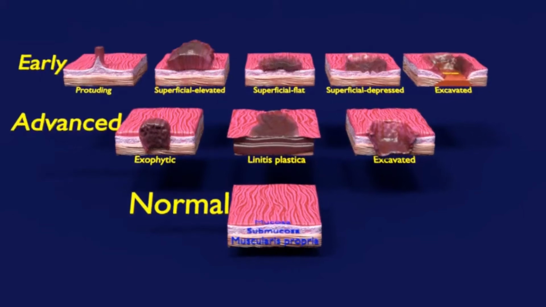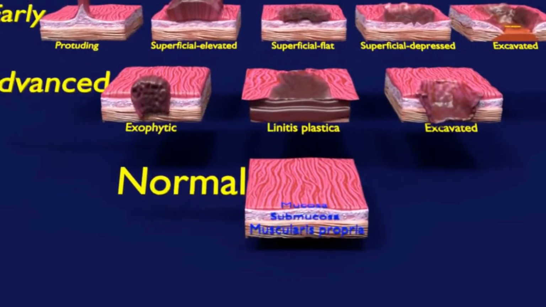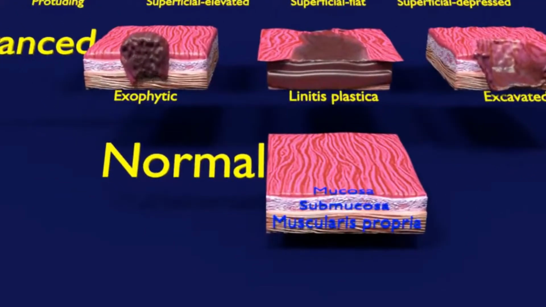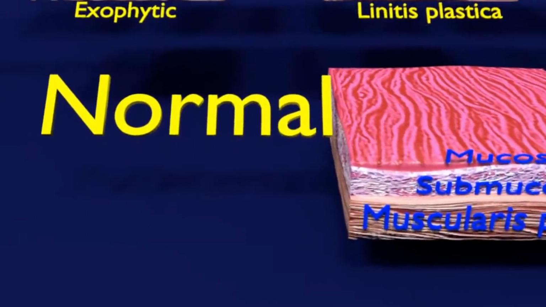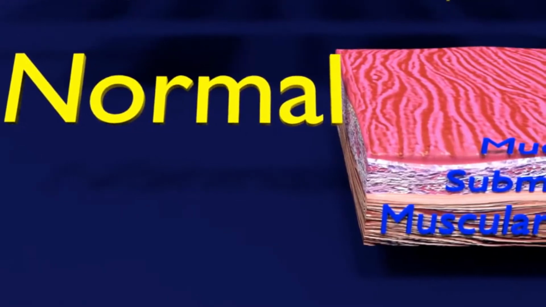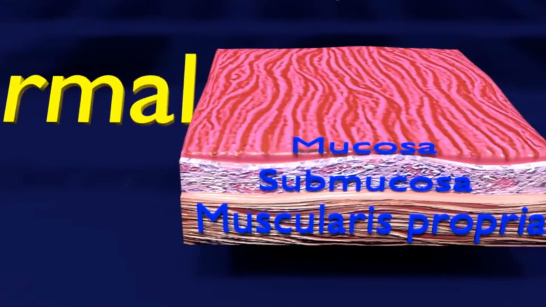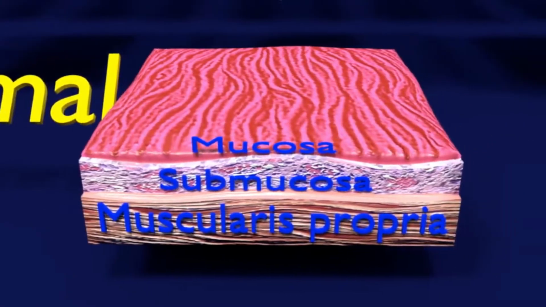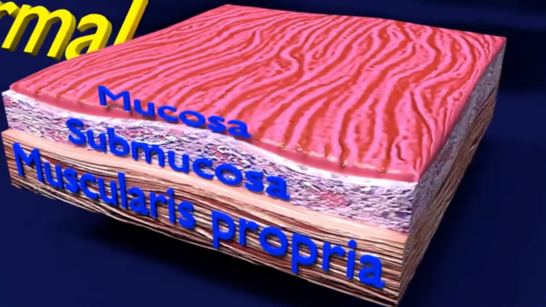Hello viewers, today we are going to see various stages of gastric cancer. To understand this video, we need to have some background information of the normal layers of the stomach in microscopic detail. As you can see here, the layers of normal stomach from inside or luminal side to outside or its surface are the mucosa, submucosa and the muscularis propria respectively.